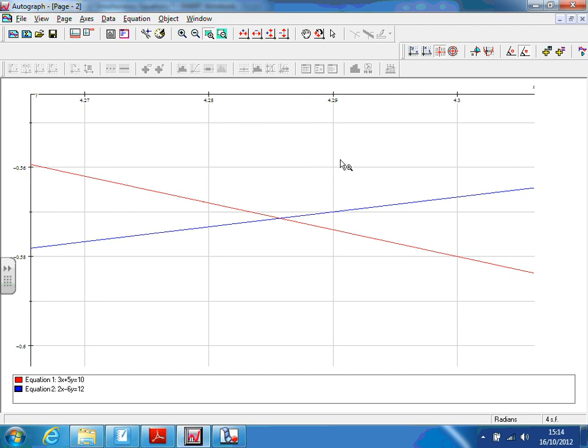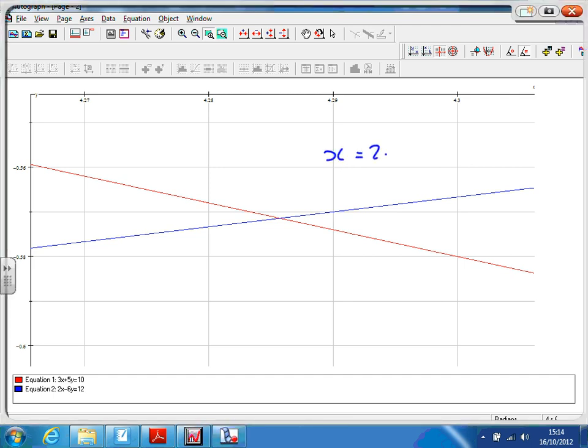x is around about 4.286, and y is around about here somewhere, negative 0.566. And they would be my values for x and y, not whole numbers by any stretch of the imagination.